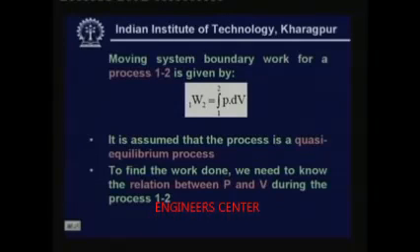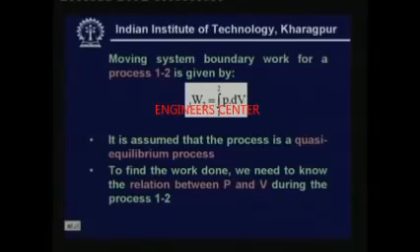This is subject to the assumption that the process is a quasi-equilibrium process. What do we mean by a quasi-equilibrium process? A quasi-equilibrium process is one which moves very slowly, so that at every point you know its state exactly. That means you know its properties at every point, and its path is well defined. If you do not assume the process to be quasi-equilibrium, you cannot perform the integration, because you do not know the relationship between P and V during the process. In order to perform the integration, the path must be known. So, this equation is under this assumption. And to find the work done, we need to know the relationship between P and V during the process 1 to 2.